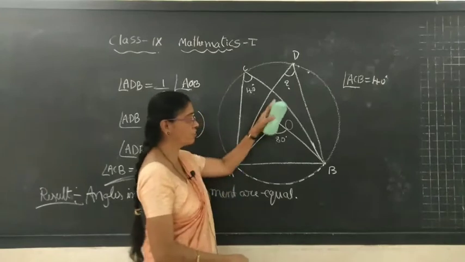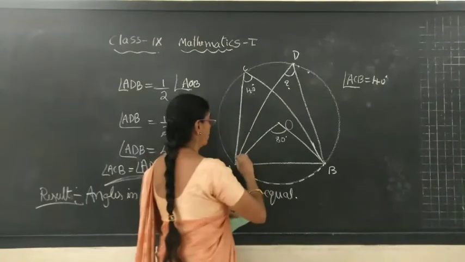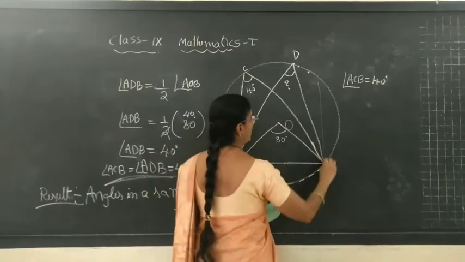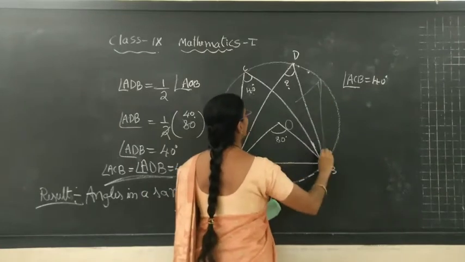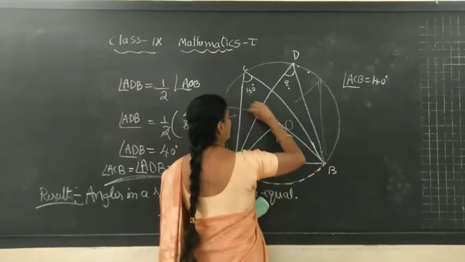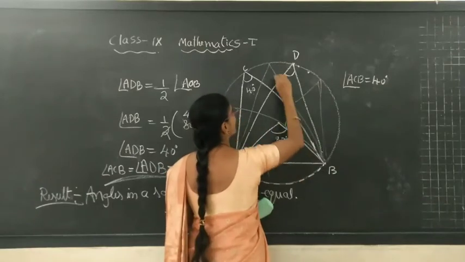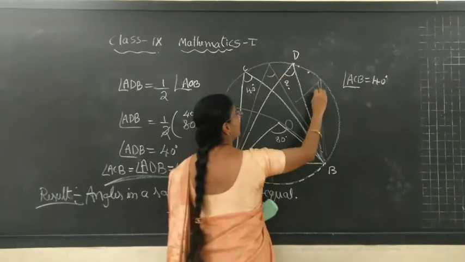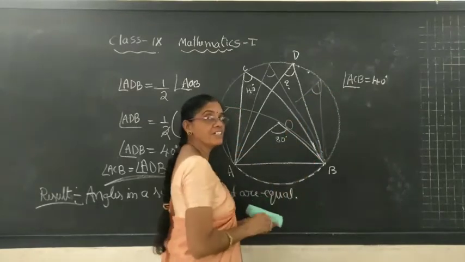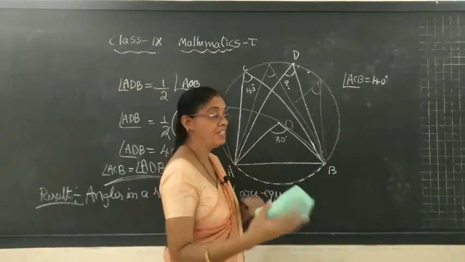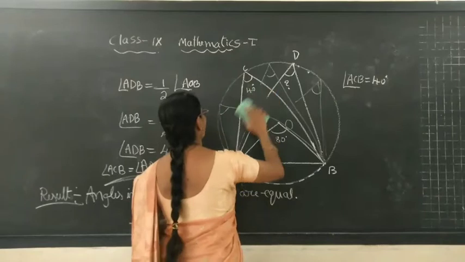Here we have drawn only two angles. You can draw any number of angles, like this way or like this way. Whichever angle you draw here, all angles will be 40 degrees. In this case you will get 40 degrees; in another diagram it may be different.